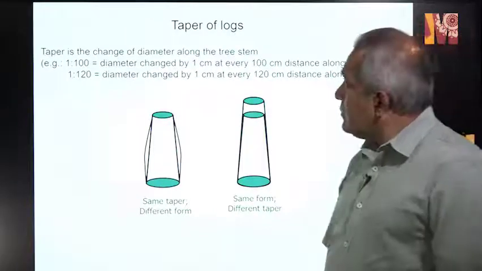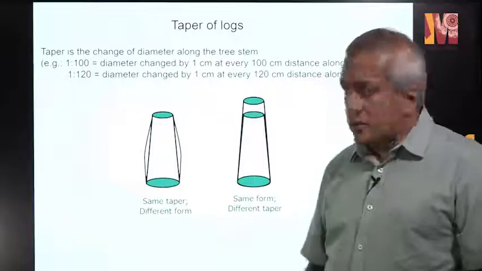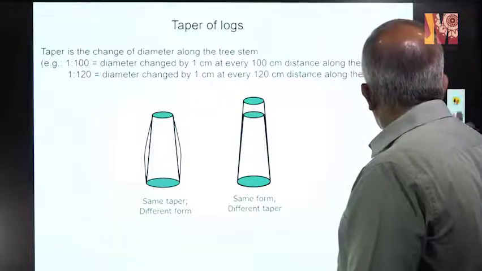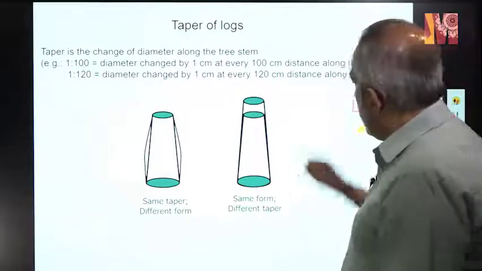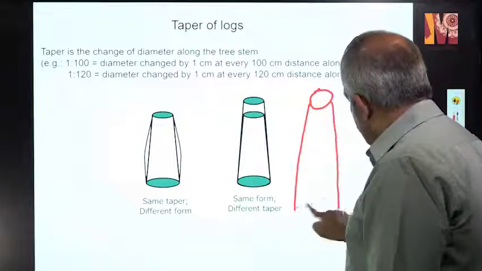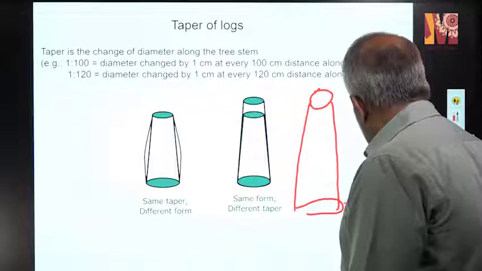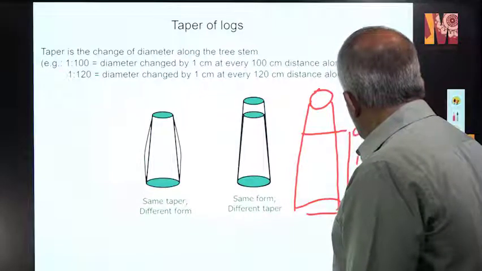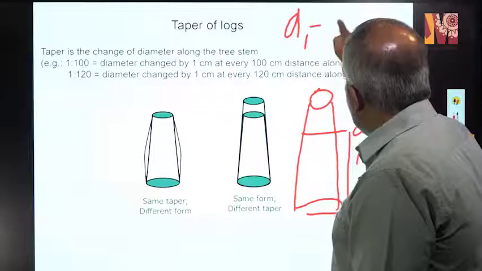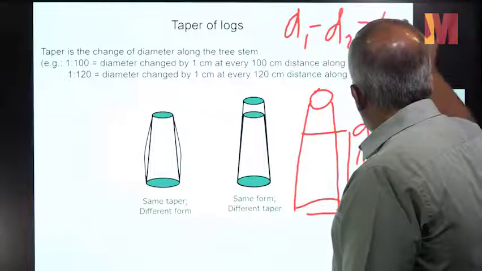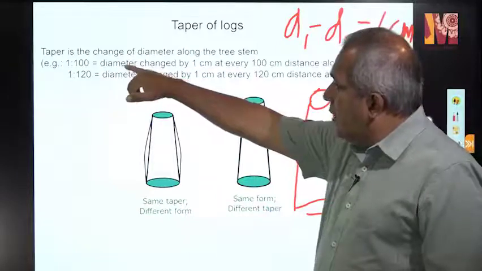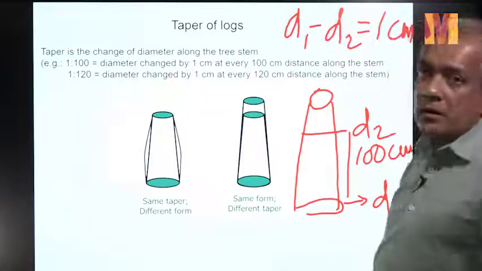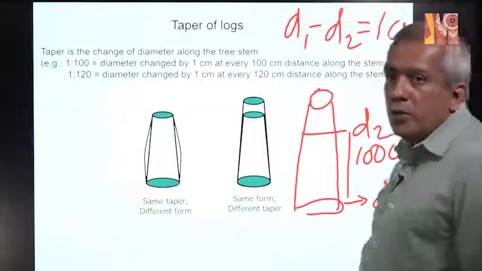And the taper is the change of diameter along the tree stem. When you hear the term taper is 1 to 100, it means the diameter of the stem, if this is D1 and if this is 100 centimeter and if this is D2, D1 minus D2 equals 1 centimeter. This is what the taper 1 into 100 means. Taper 1 into 100, diameter changed by 1 centimeter after 100 centimeters along the stem.